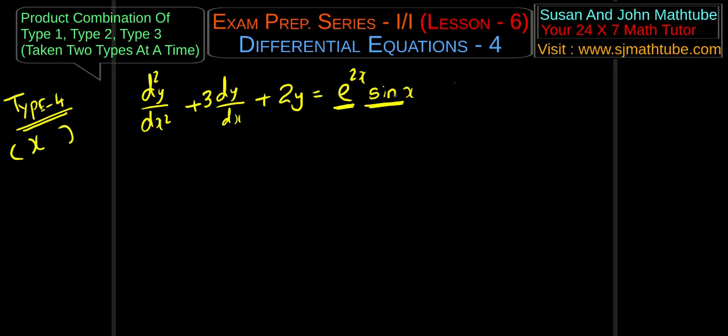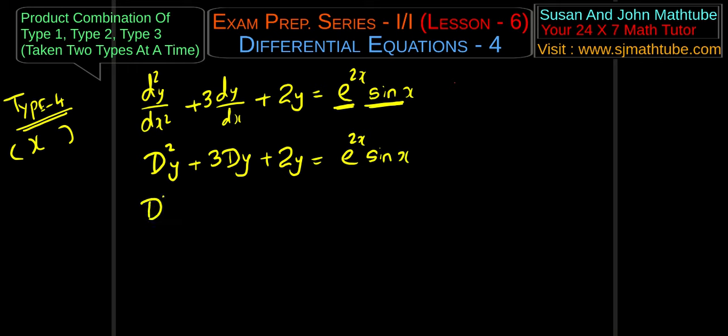Anyway, you can see that the right side is a product, and it is a combination of type 1 and type 2. The first thing to do, as always, is convert this into capital D. So d square y plus 3 capital dy plus 2y is equal to e to the power 2x times sine x, and that gives us d square plus 3d plus 2 of y is equal to e to the power 2x into sine x.